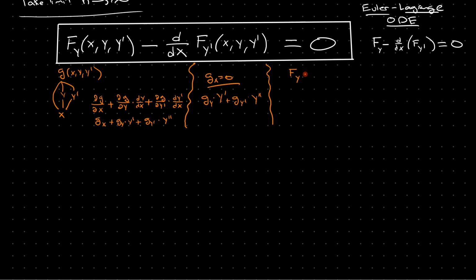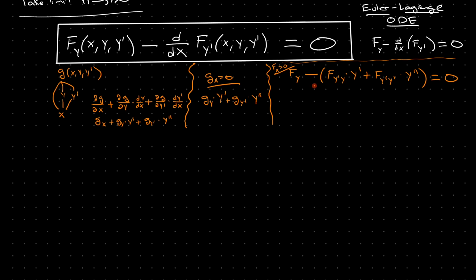f_y minus f_y prime y, which is the derivative of f_y prime with respect to y, times y prime, plus f_y prime y prime times y double prime equals 0. That's the Euler-Lagrange equation with the assumption that f_x equals 0. There's no x dependence explicitly in our integrand function.